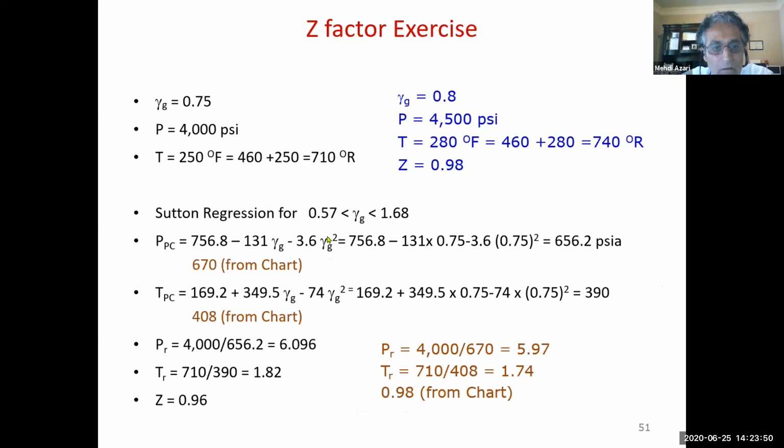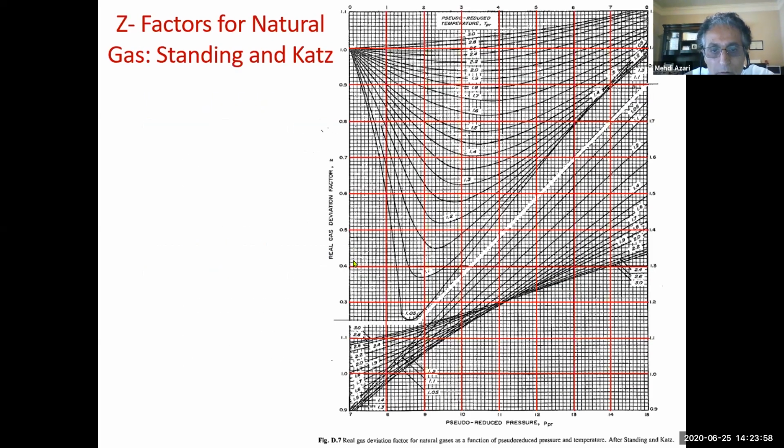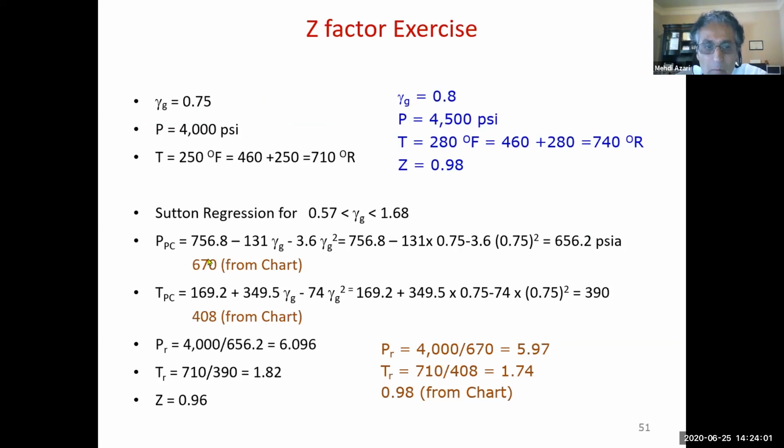If I use that Sutton equation, I am going to get like 652. If I do it from these charts, I'm going to come up with 670, which is not bad. And then for the TC, pseudo-critical temperature, I'm going to come with 390. From the chart, I'm going to read 408. Based on that, I get the P reduced, T reduced, and then Z is going to be 0.96. If I use the chart, P reduced, T reduced is going to be a little bit different. Z is going to be 0.98. So one of them gives me 0.96 for Z, one of them 0.98, which is all acceptable.